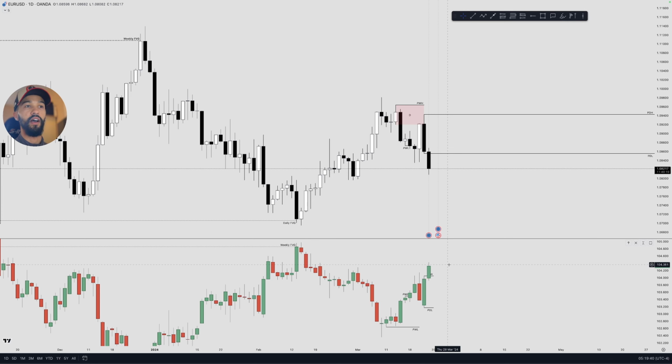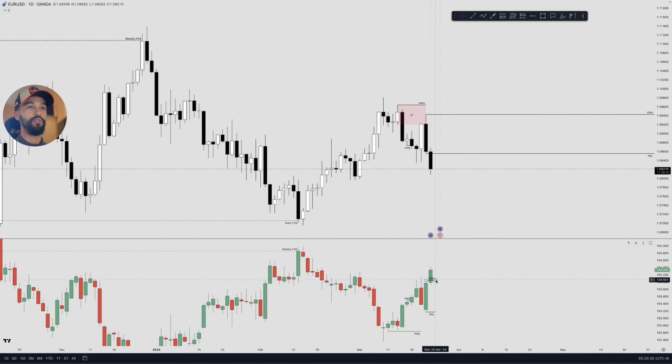Inversely on DXY, of course, we have bullish price action, right? We came down into our imbalance here, had a bullish reaction with this massive bullish engulfing. And obviously today, of course, we have our bullish price action momentum continuing, and we've broken through our previous daily high and we're now above these previous highs here.